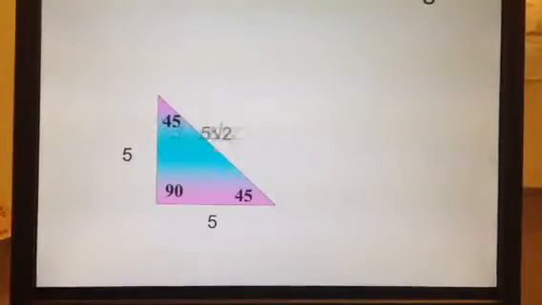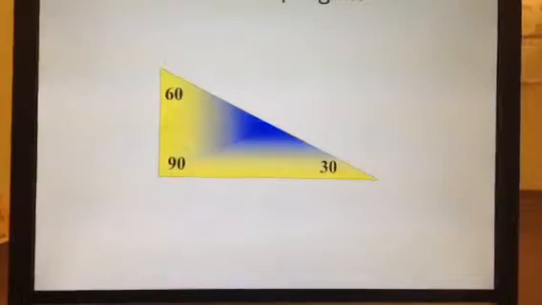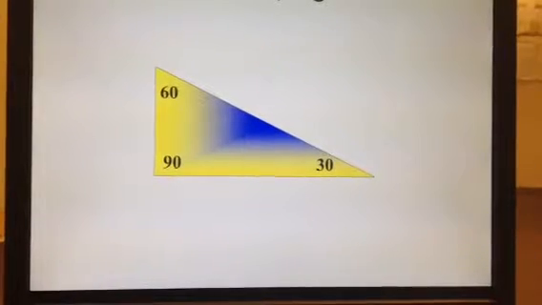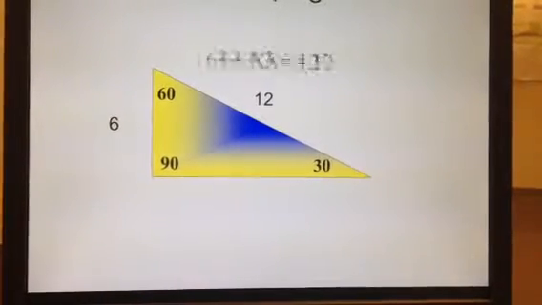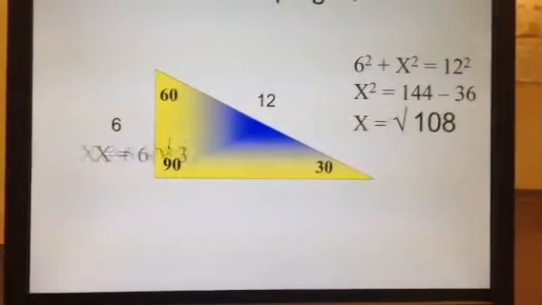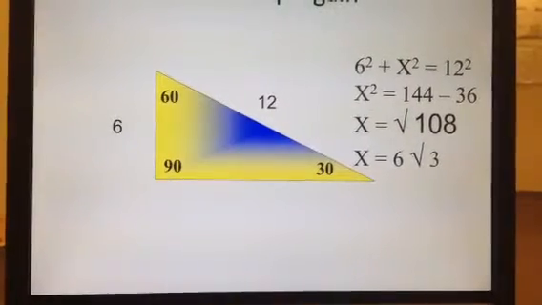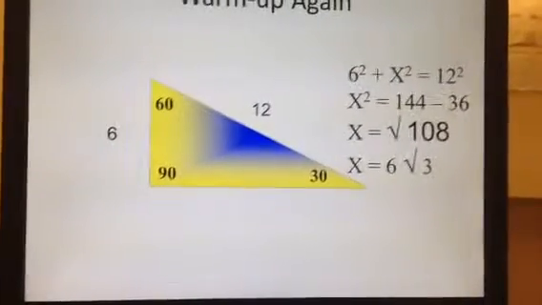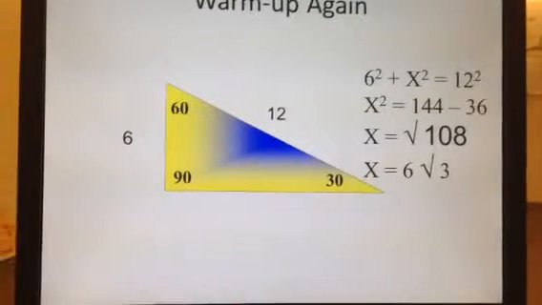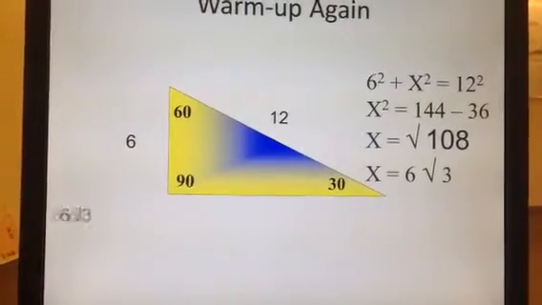And this is just reminding you what we do. We work our warm-up again, just reminding you what that is. We work through the math. Once again, the square root of 108 is 36 times 3, so the square root of 36 is 6, and then that's root 3 left over.